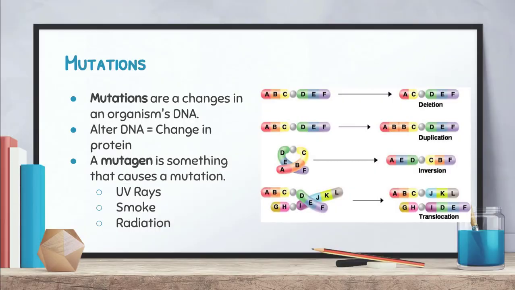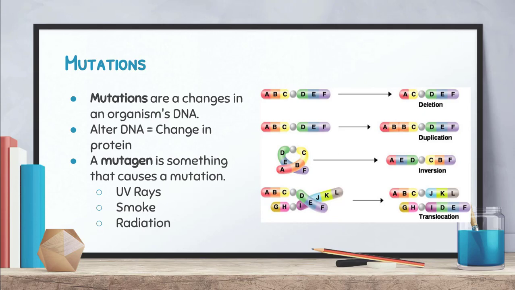Let's get started. So mutations themselves are simply changes in an organism's DNA. And if you think about it, we've talked about the importance of DNA in the production of proteins. So when you alter the person's DNA, you end up changing the protein. It has an impact on transcription, and as a result has an impact on translation.